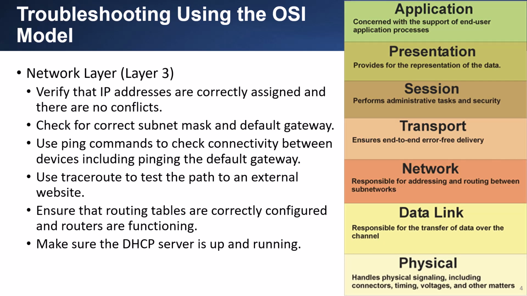For the network layer, Layer 3, verify that the IP addresses are correctly assigned and there are no conflicts. Check for correct subnet mask and default gateway. Use ping commands to check connectivity between devices, including pinging the default gateway. Use traceroute to test the path to an external website. Ensure that the routing tables are correctly configured and routers are functioning. Make sure the DHCP server is up and running.